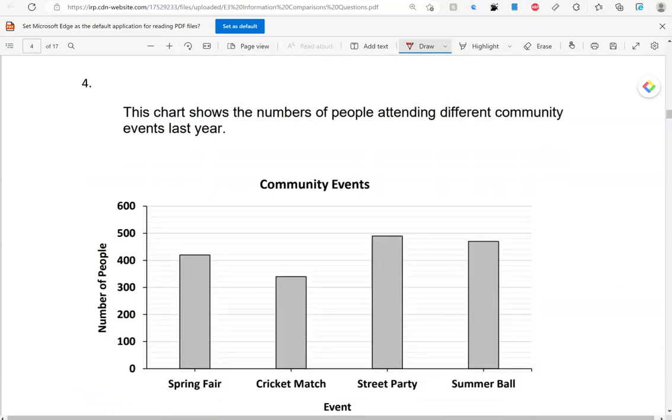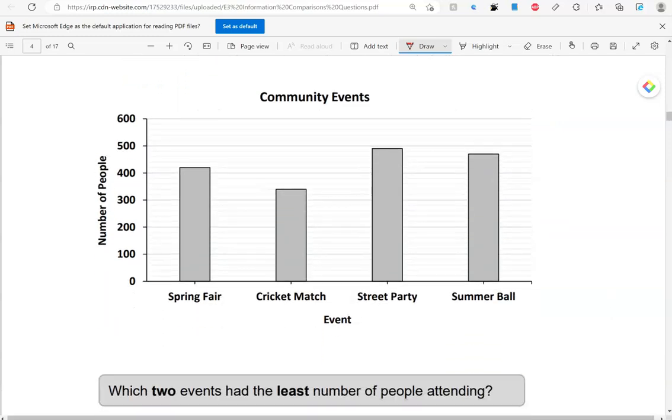This chart shows the numbers of people attending different community events last year. Which two events had the least number of people attending? So, looking at the length of bars, this is the shortest, and then this one. So, we've got Spring Fair and cricket match.